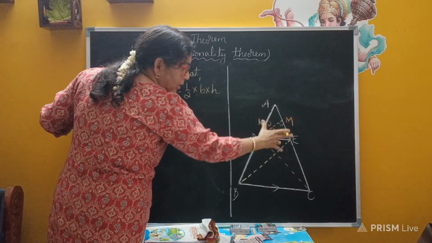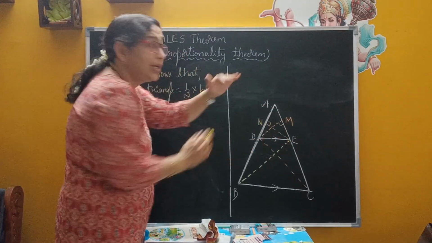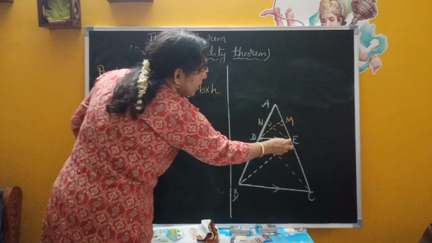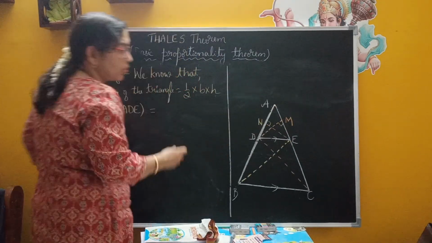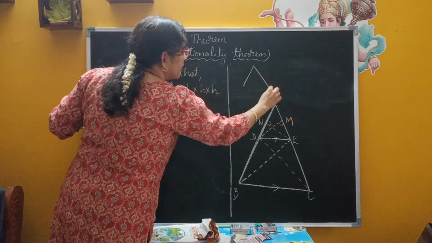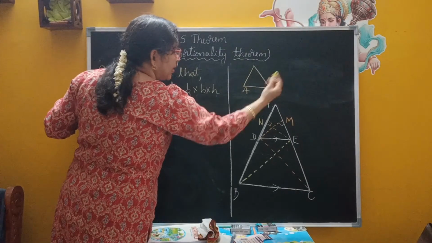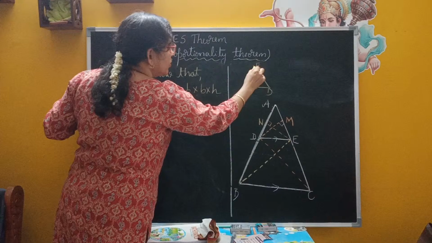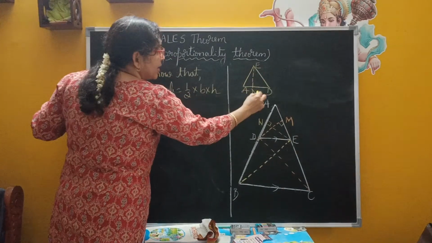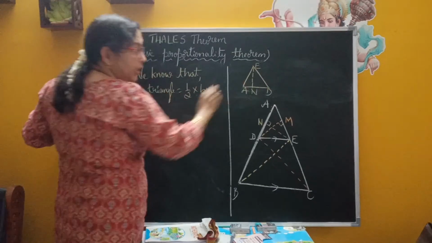Just tilt it, take AD as the base. What do we get now? This would be height or perpendicular. Let me show that. If I take the triangle like this, suppose this is D and this is E. Now here perpendicular is drawn to AD, isn't it? And this point is N. So what is the formula? Half into base AD into height EN, isn't it?